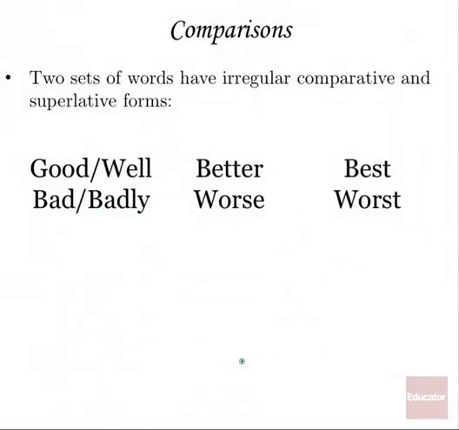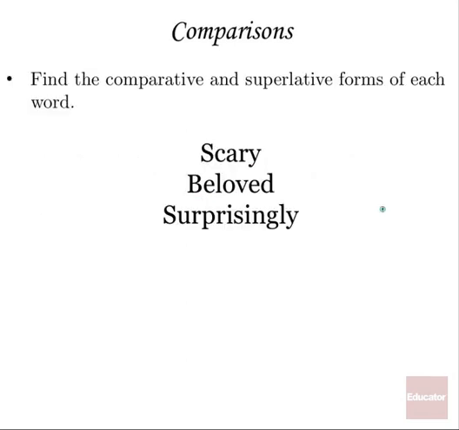All right. Now, there are two sets of words that have irregular comparative and superlative forms, and they are, of course, the ones we use most. Good and well both become better and best. Bad and badly both become worse and worst. Let's look at some examples. See if you can find the comparative and superlative forms of each of these three words. Scary, beloved, and surprisingly.